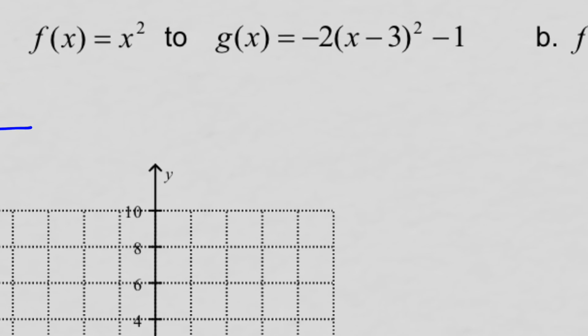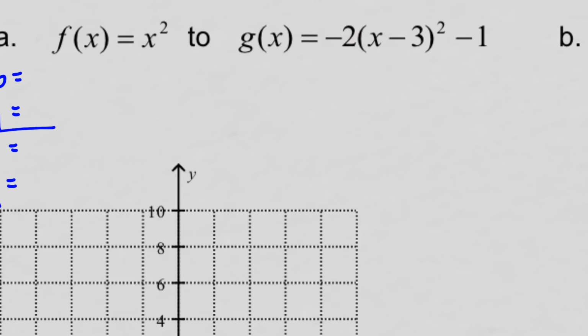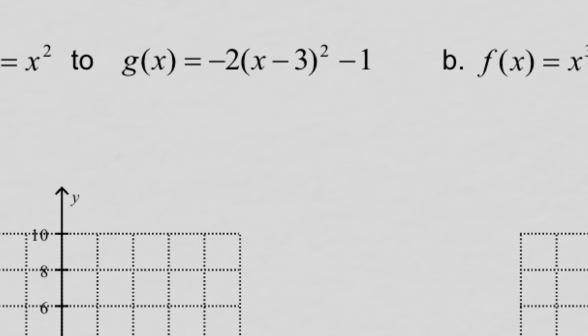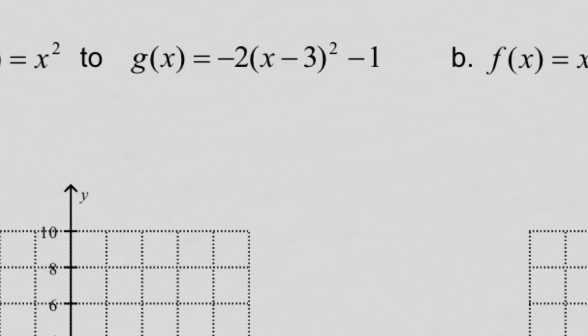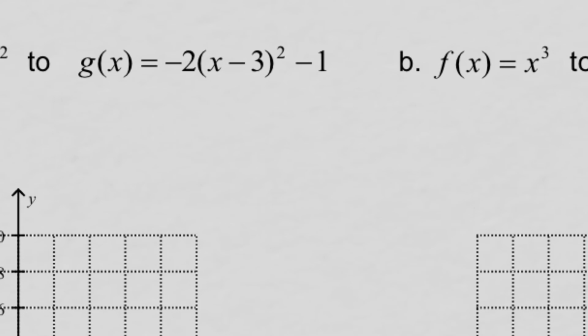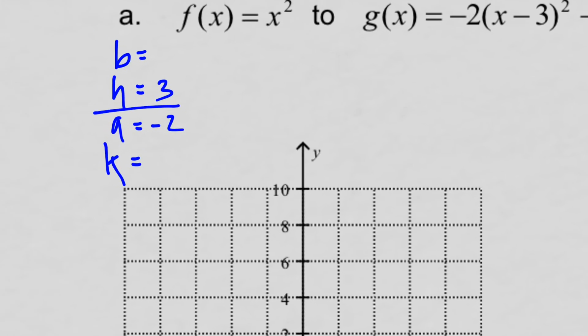G of x equals negative 2 times x minus 3 squared minus 1. Alright, so this number right here in front is always the a value, right? So that's a, negative 2. Okay. Next, I see a negative 3 in here. That's h, but it's not negative 3. It's always x minus h, right? So h is 3. Next, I see a negative 1 outside. That's always k, right? K is always kicked out to the end. So k is negative 1.